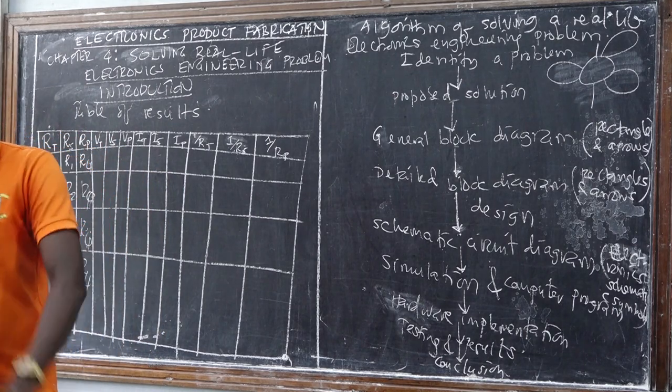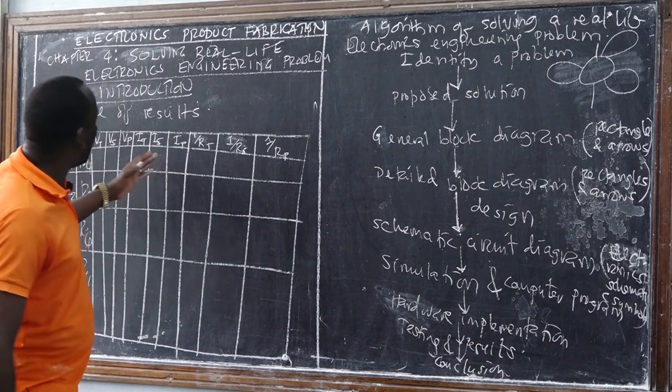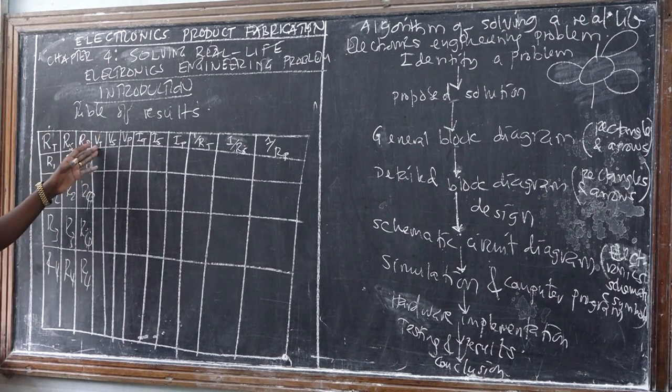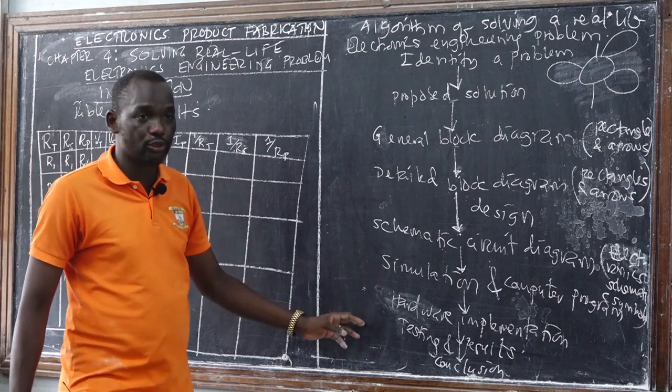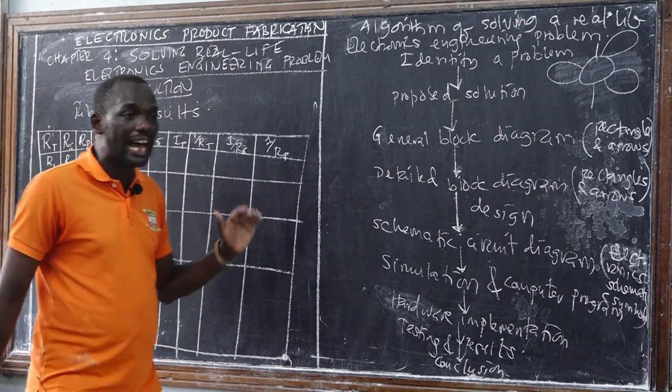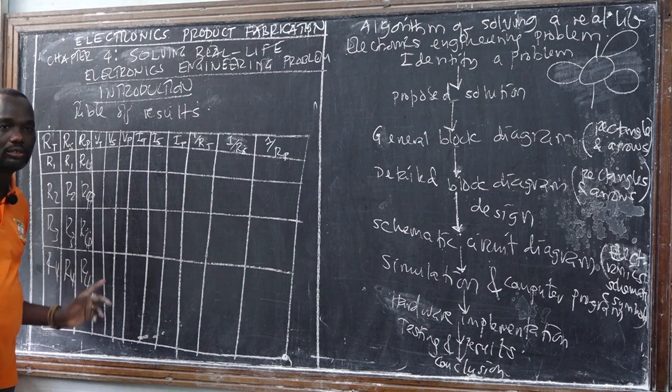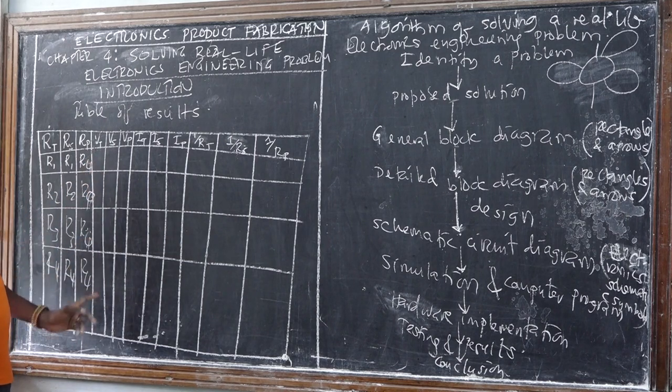So the question: if I have a table, a column of V theoretical voltage, and this is the process I want to follow, in which step can I fill these cells?